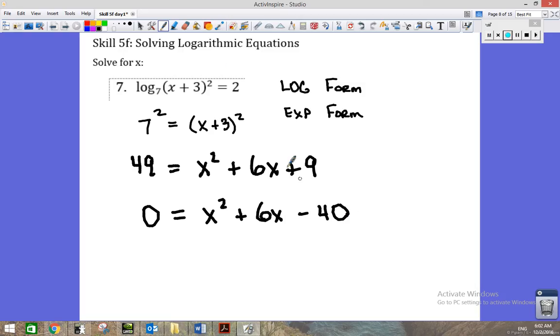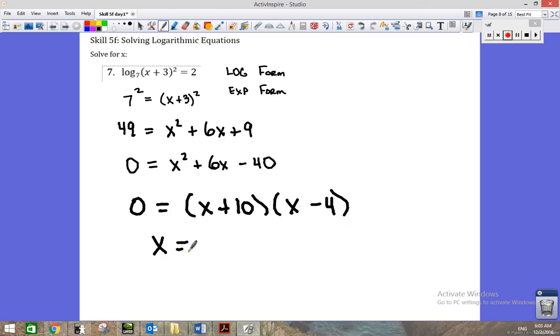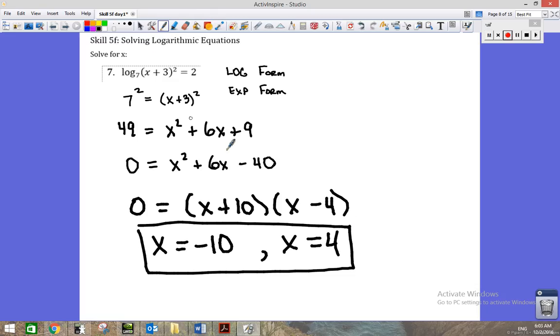And so now we hope that we can factor it, but if we can't factor it, we can use the quadratic formula. So we've got x plus 10 and x minus 4 work out. x equals negative 10. I'm not afraid of that negative answer, because when you plug in negative 10 and get negative 7, you're squaring it and get a positive 49. So I can take the log of 49. And we also have x equals 4. So both of these are solutions to that equation.